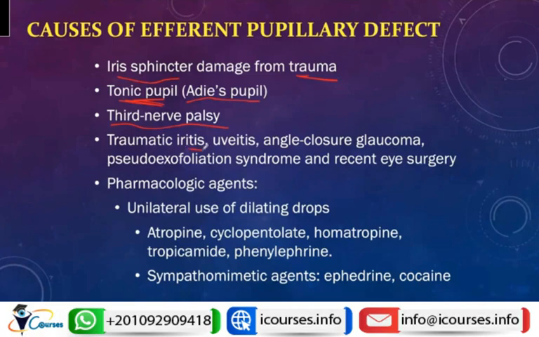Trauma, such as traumatic iritis or uveitis, or angle-closure glaucoma or pseudoexfoliation syndrome, and recent eye surgery, or some pharmacological agents such as dilating eye drops or sympathomimetic agents such as ephedrine or cocaine. So these lesions can cause efferent pupillary defect or involvement of the efferent pathway, causing anisocoria, or different pupil size between both eyes.